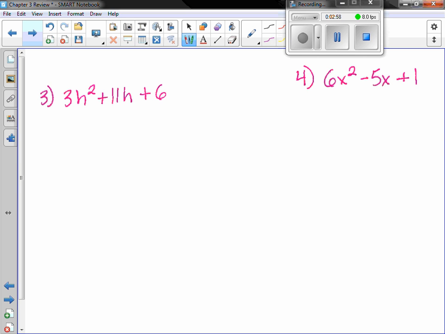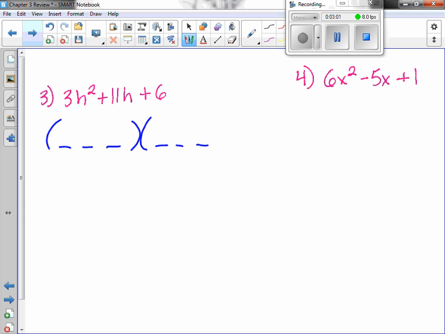So we move on to step number 2. 2 sets of parentheses with 3 spaces. Now since the constant term, or we can say the third term, is positive, the signs are the same and they match the sign of the middle term. So they would both be positive. Now we look at the factors of the first term and the third term. Well, I know for sure I'm going to have h and h, because that's the only way we get h squared for the first term, yes?